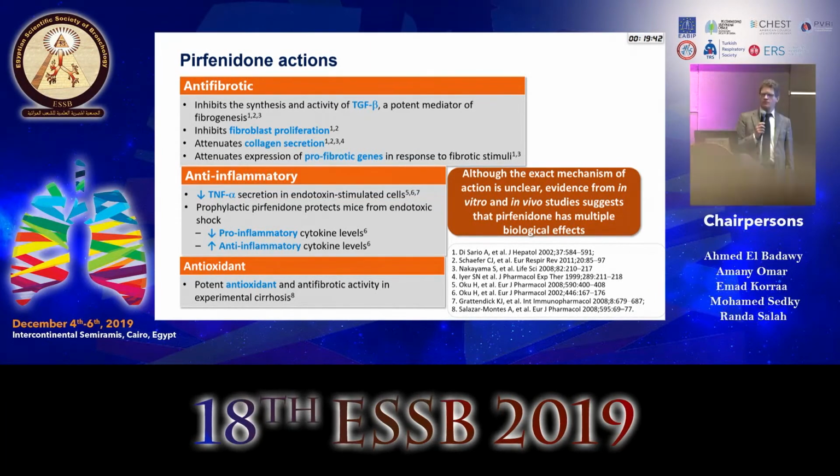Looking at the two drugs we have, first is pirfenidone. Pirfenidone was approved in 2014, and we do not really know how it works, but we have hints about what kind of mechanism it acts through. It has an antifibrotic action on the TGF-beta pathway, an anti-inflammatory action with TNF-alpha, and probably an antioxidant action.